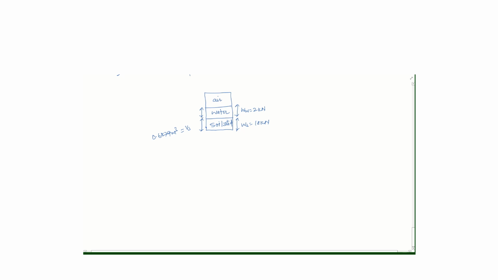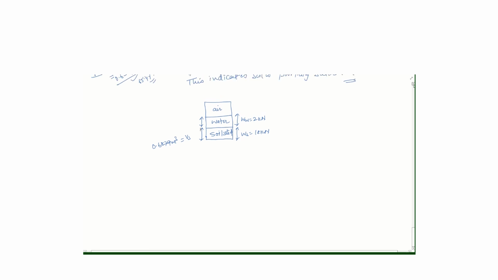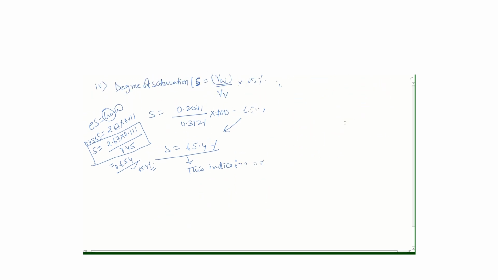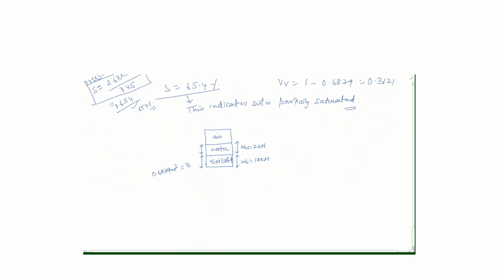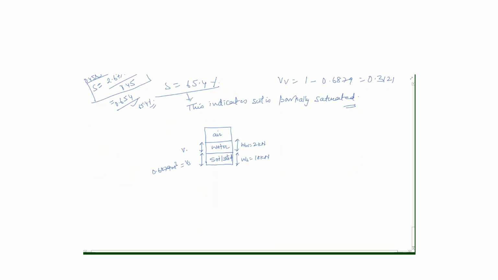The volume of water that we have calculated, how much does it come to? We have calculated it here: 0.2041. So the volume of water is going to be 0.2041 meter cube. And what will be the volume of air? Volume of air is equal to the total volume, 1 meter cube, minus 0.6879 minus 0.2041. So this is the volume of air. So you can easily draw this three-phase diagram of the soil.